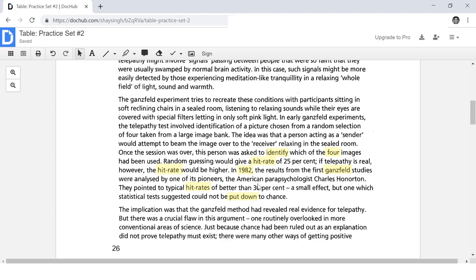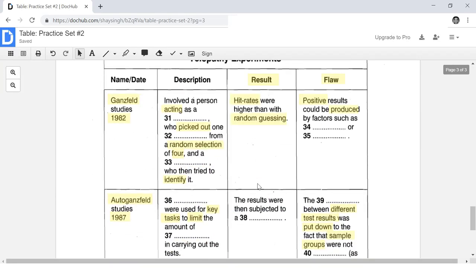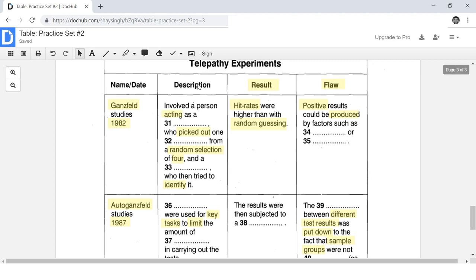So let's do this. Let's come down to our questions and let's read our question. Let's read number 31 and let's read it all the way up until number 33. So here it says, the description of this experiment involved a person acting as a dash who picked out one dash from a random selection of 4. So picked out one something, that's going to be a noun, from a random selection of 4, and a dash who then tried to identify it. Let's see if we can find something related to this.